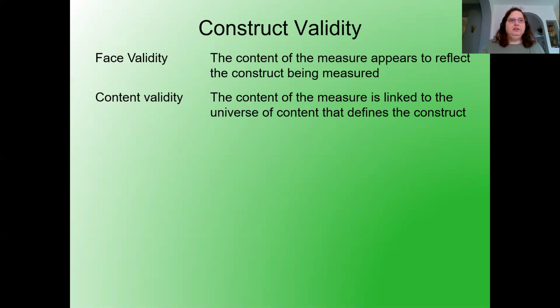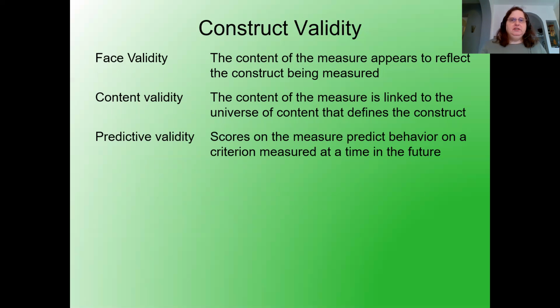Okay. The next one is content validity. Is the content of the measure linked to the universe of content that defines the construct? In other words, in this case, you might look and see that a depression scale contains each of the DSM-5 depressive symptoms. Okay, so the content should match what we're trying to get at.